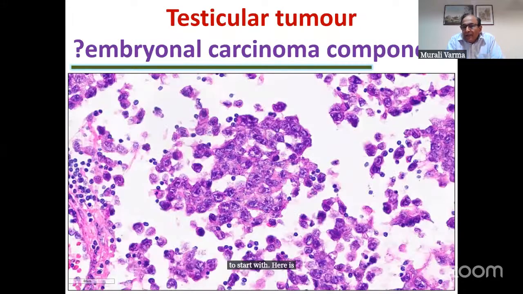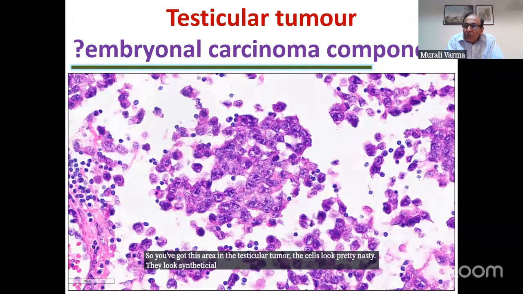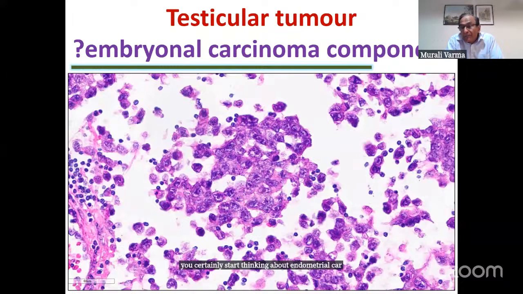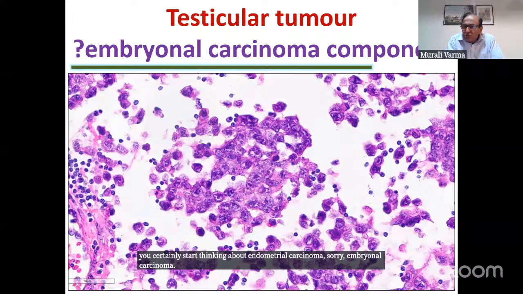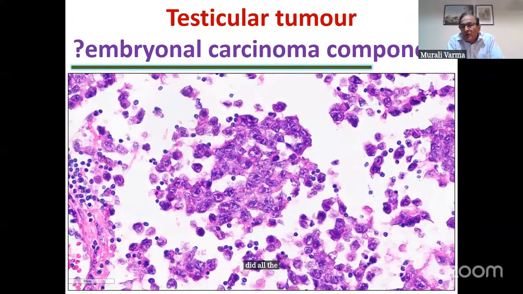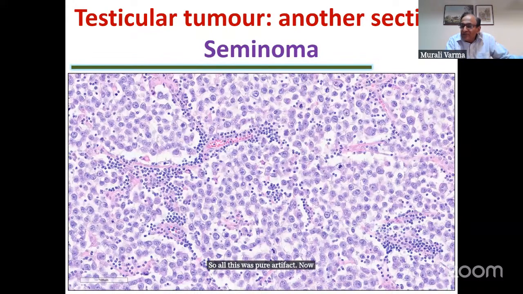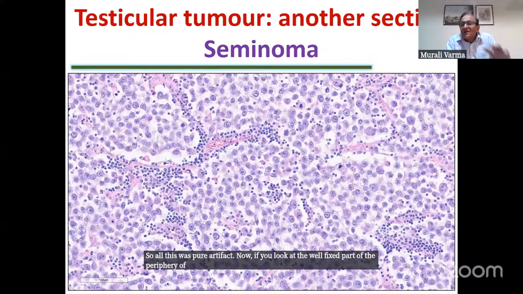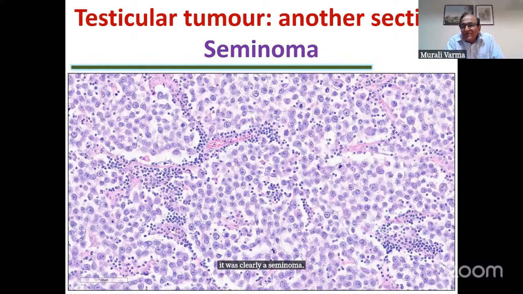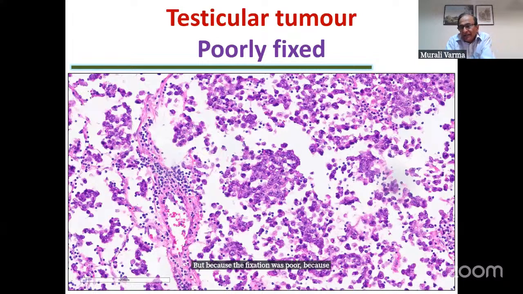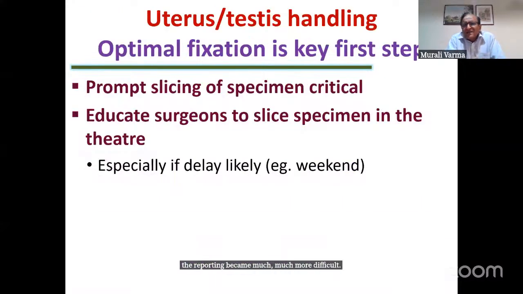Here is a testicular tumor. In this area, the cells look pretty nasty, they look syncytial. You certainly start thinking about embryonal carcinoma. And the reporting pathologist quite reasonably did all the immunohistochemistry for embryonal carcinoma, which turned out not to be the case. It was seminoma. This was again a very poorly fixed specimen, so all this was pure artifact. If you look at the well-fixed part at the periphery of this specimen, it was clearly a seminoma. But because the fixation was poor and you had autolysis, the reporting became much more difficult. So prompt slicing is critical.